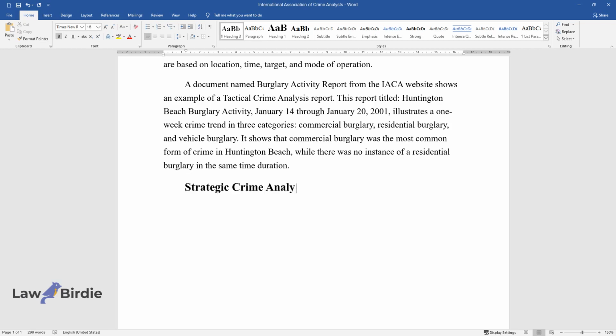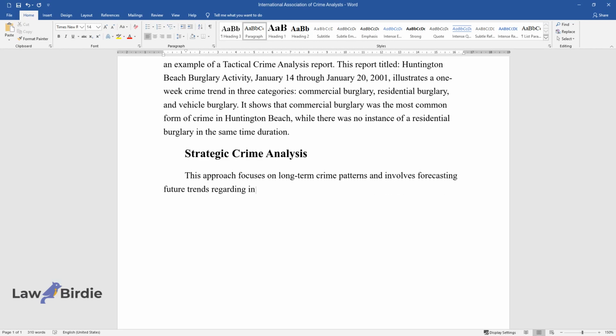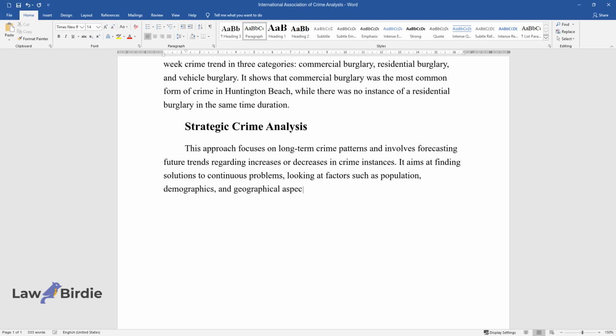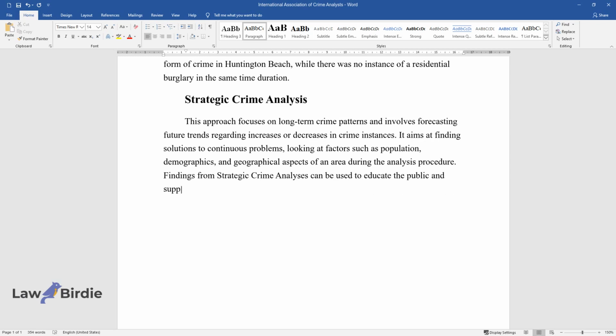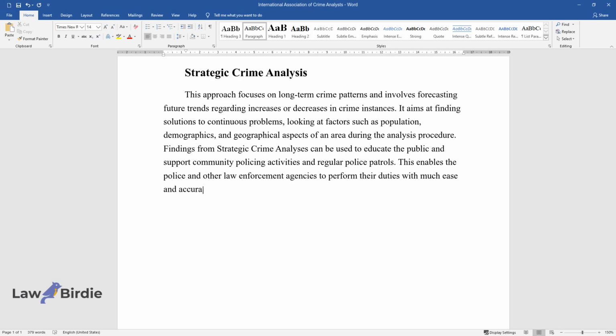Strategic crime analysis. This approach focuses on long-term crime patterns and involves forecasting future trends regarding increases or decreases in crime instances. It aims at finding solutions to continuous problems, looking at factors such as population, demographics, and geographical aspects of an area during the analysis procedure. Findings from strategic crime analyses can be used to educate the public and support community policing activities and regular police patrols. This enables the police and other law enforcement agencies to perform their duties with much ease and accuracy.